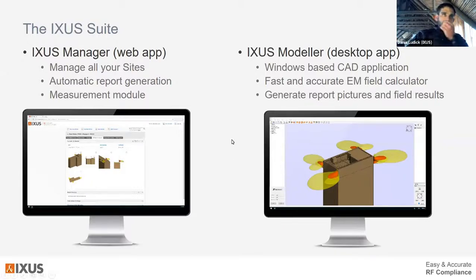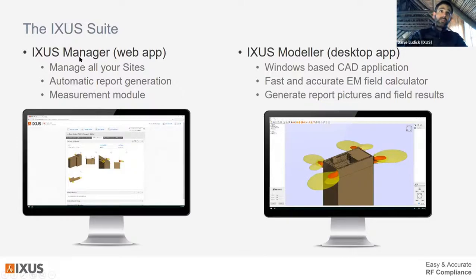The first component is a web-based application. We call that the IXUS Manager, and it's basically a website, or web application, that all the users of the company taking responsibility for the RF safety assessments log into. In the IXUS Manager, you can manage all of your sites that you need to analyze.